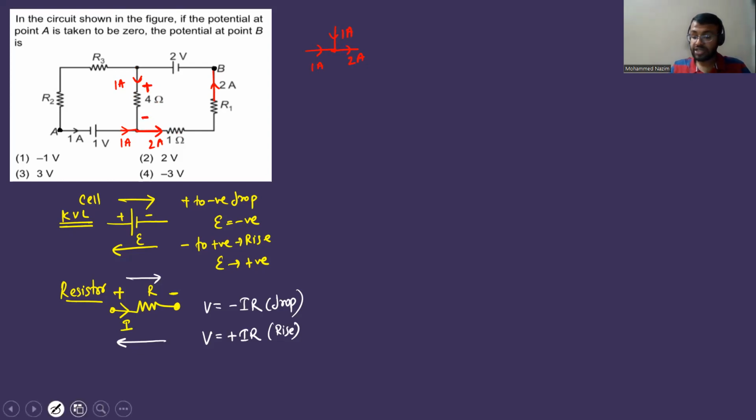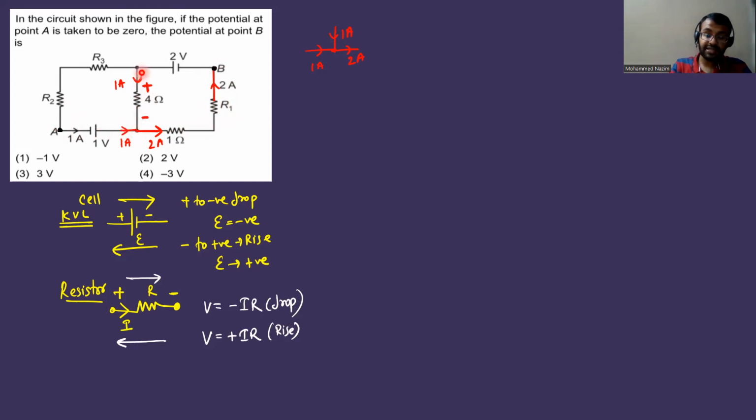Now we have to start from A and move towards B. I can travel from A to B via a number of paths. I can reach via this path also, but I cannot go through this path. The reason is I don't know the values of R2 and R3, therefore I cannot get to know the voltages. Similarly, I cannot travel from A to B via this path because I don't know the value of R1. R1 is unknown. Current I know, but I don't know the resistance, so I cannot calculate the voltage. So the only way to reach from A to B is via this path.